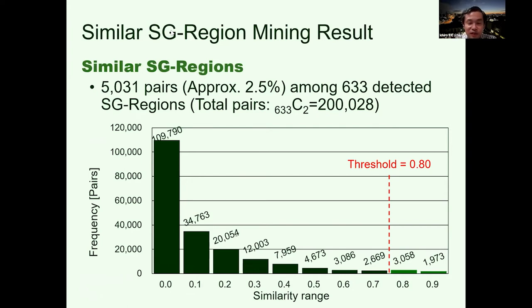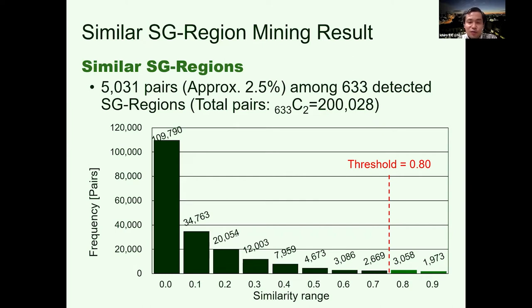So these are the similar seasonal georegions that we extracted. We set the threshold to 0.80. Of course, there are very similar seasonal georegions and not so similar ones. Those near zero numbered around 109,000, which is most of the pairs. Actually we detected 633 seasonal georegions, so basically clusters.